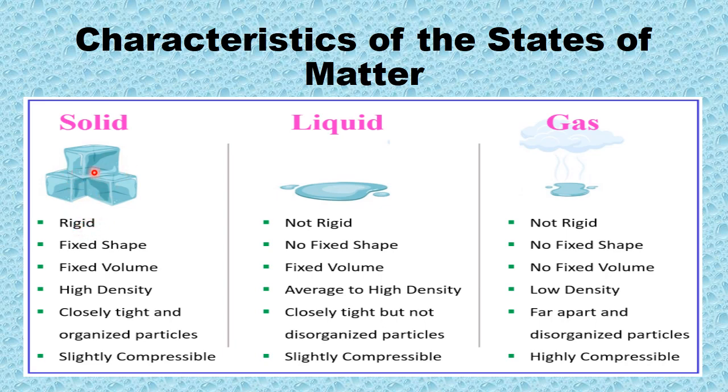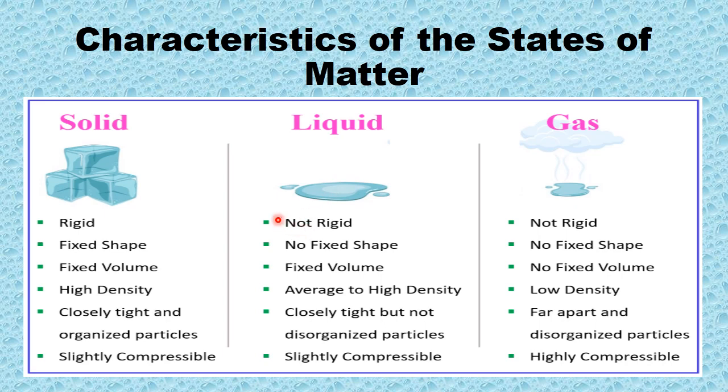If you look at the solid state, you can see that solid objects are very rigid. They are rigid because the particles are tightly packed together and there are no spaces between them. That's why solids are rigid. They have fixed shape, fixed volume, and high density. The particles are closely tight and organized, and they can hardly be compressed. Why? Because the particles are already so close together, so we can't compress them.